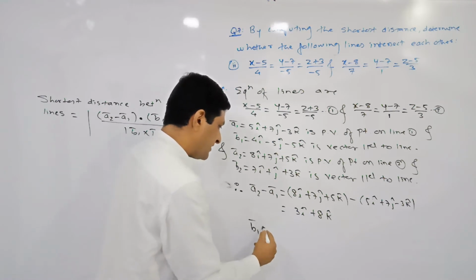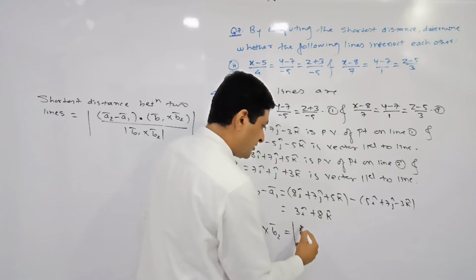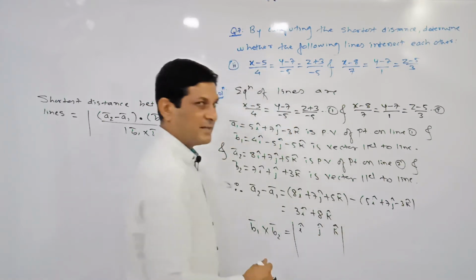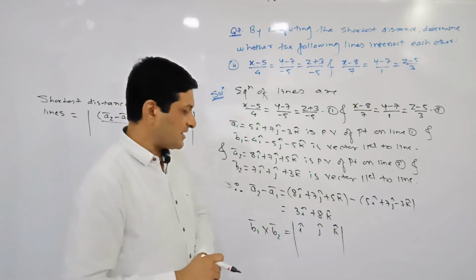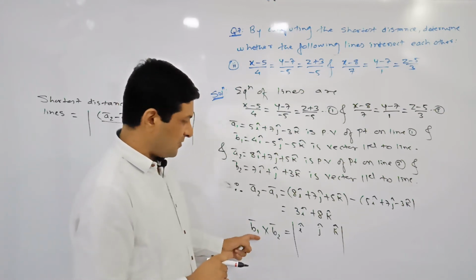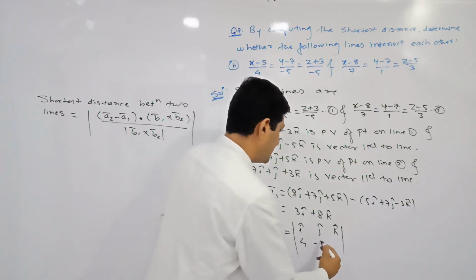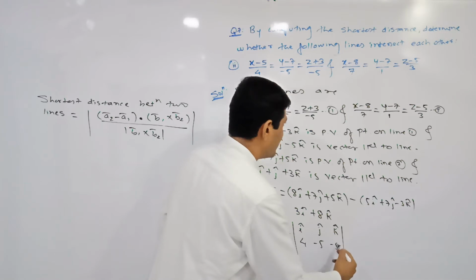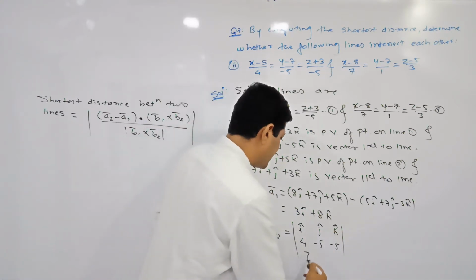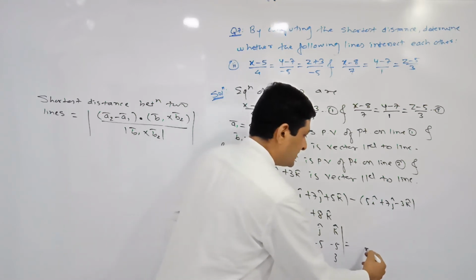So b1 bar cross b2 bar is equal to, let us try to find out this cross product. We know that cross product can be found out using a determinant. In the first row write down the basic vectors i cap, j cap, k cap. In the second row write down the coefficients from b1 bar, that is 4, minus 5, minus 5, and in the third row the coefficients from b2 bar, that is 7, 1 and 3. Let us simplify this determinant.